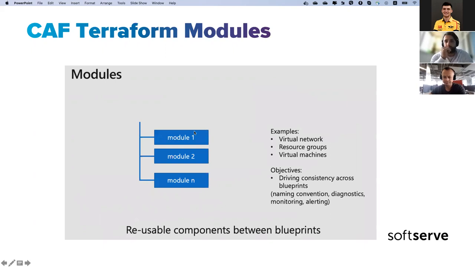Modules. These are modules for the Cloud Adoption Framework that are hosted in the Terraform GitHub repo. Basically, they are modules for most of the resources that we could deploy in Azure. I will not say that they cover all the resources we have in Azure, because that's not true, but they cover a lot of resources with these modules.